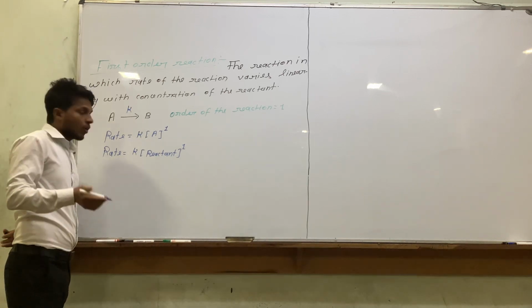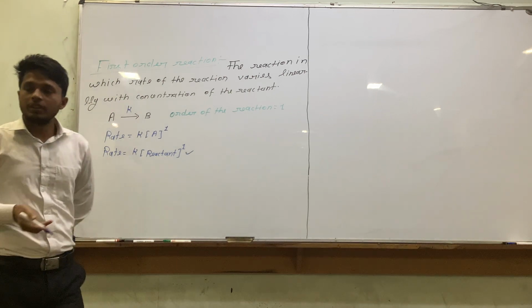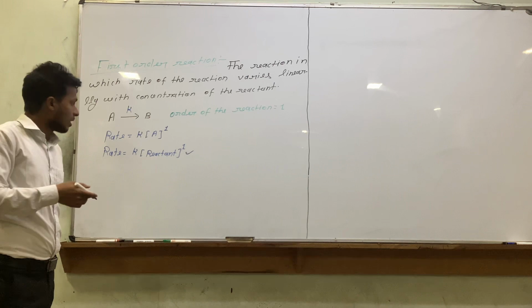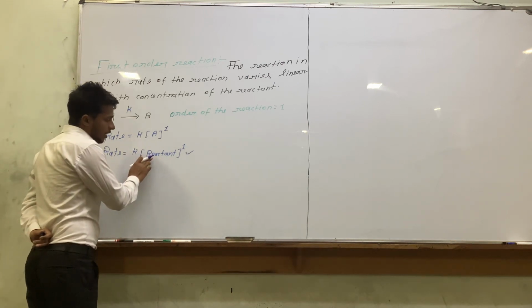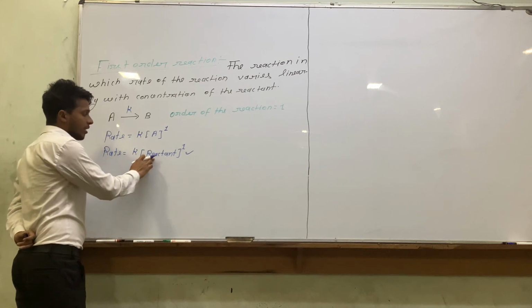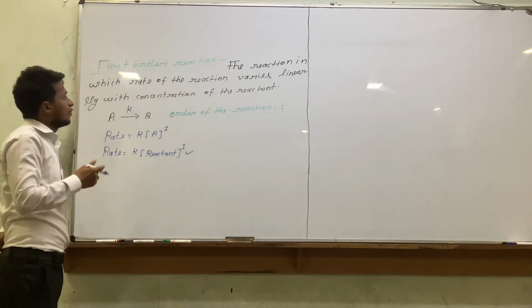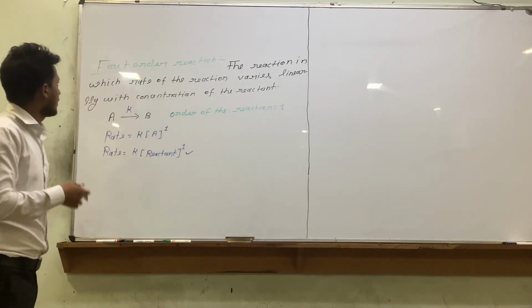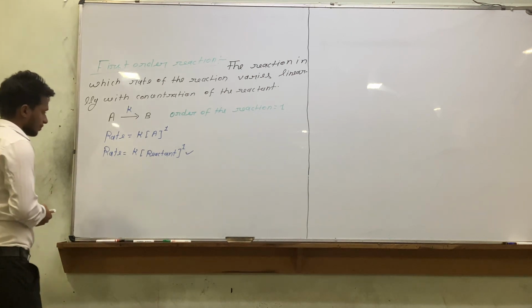So have a look at this equation through which we can define the order of the reaction. First order reactions are the ones in which rate of the reaction varies linearly with the first power of the reactant. Any reaction in which the rate of the reaction varies linearly with the concentration of reactant, we call this type of reaction a first order reaction.